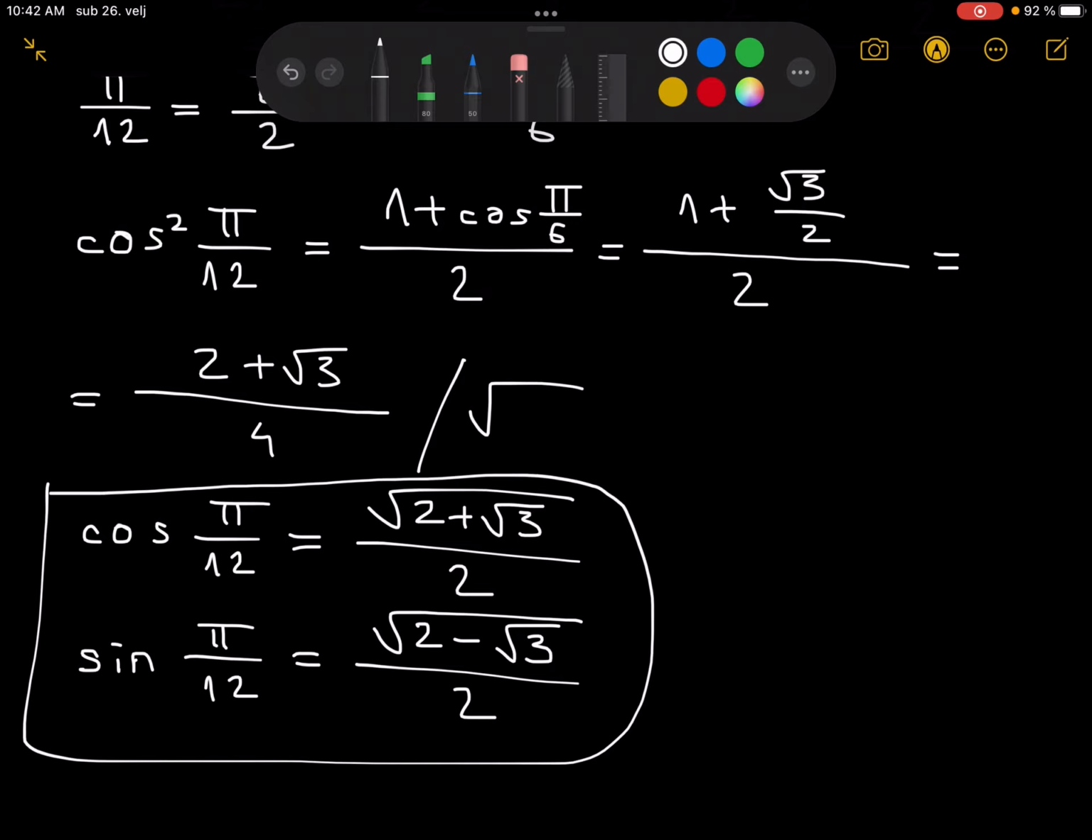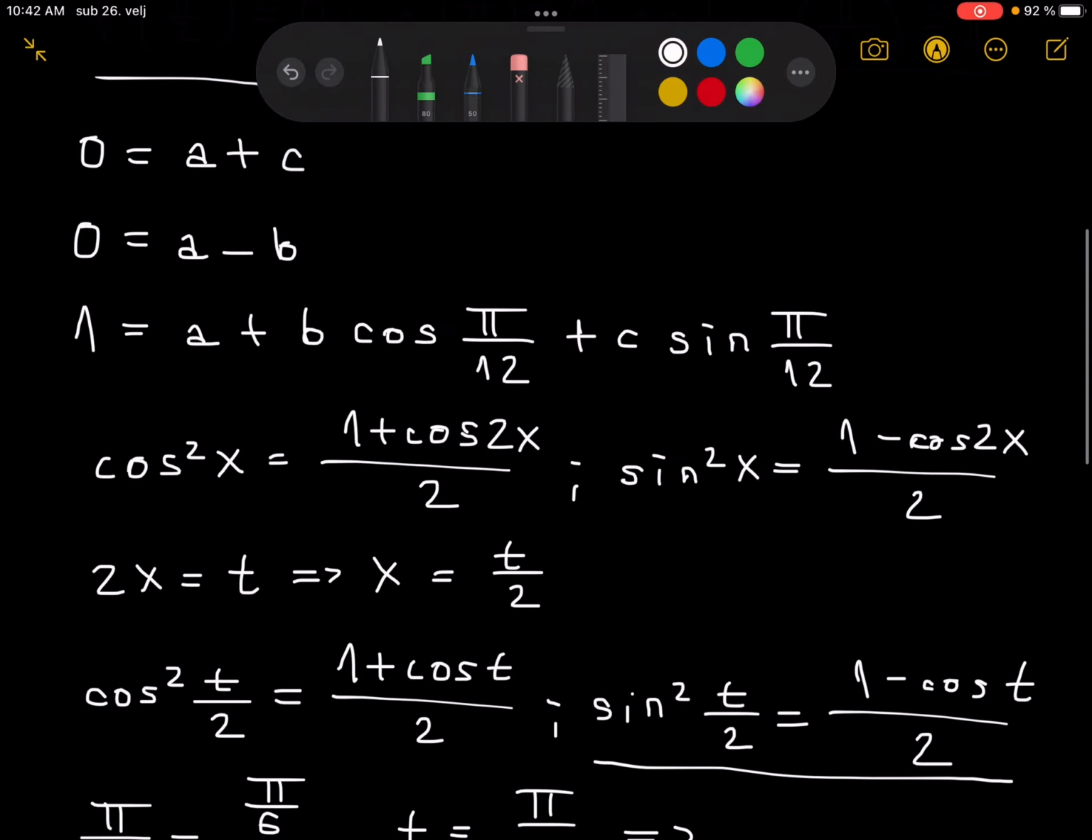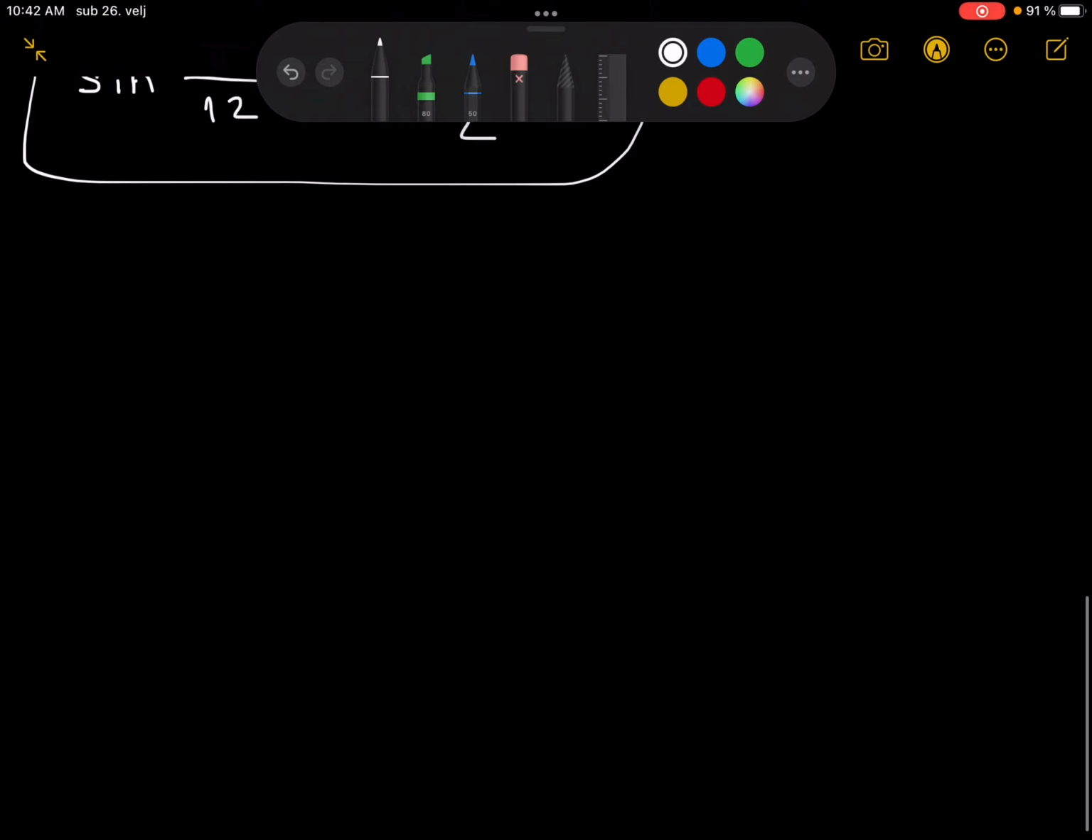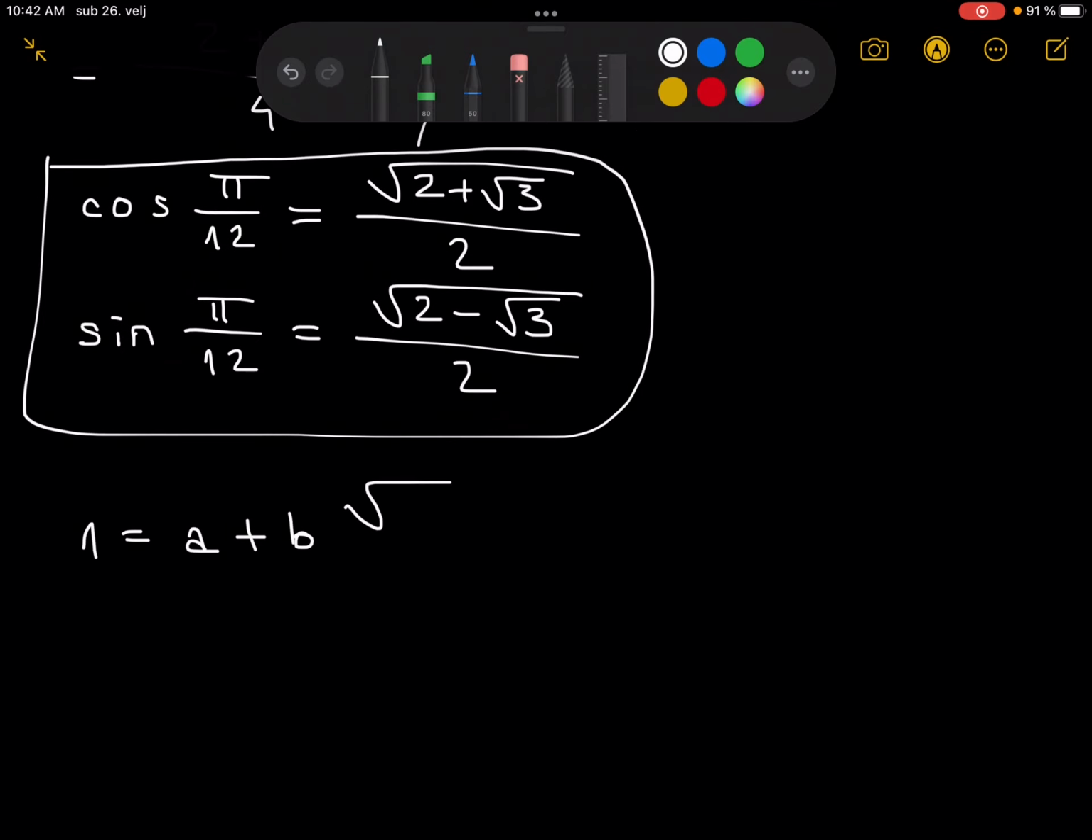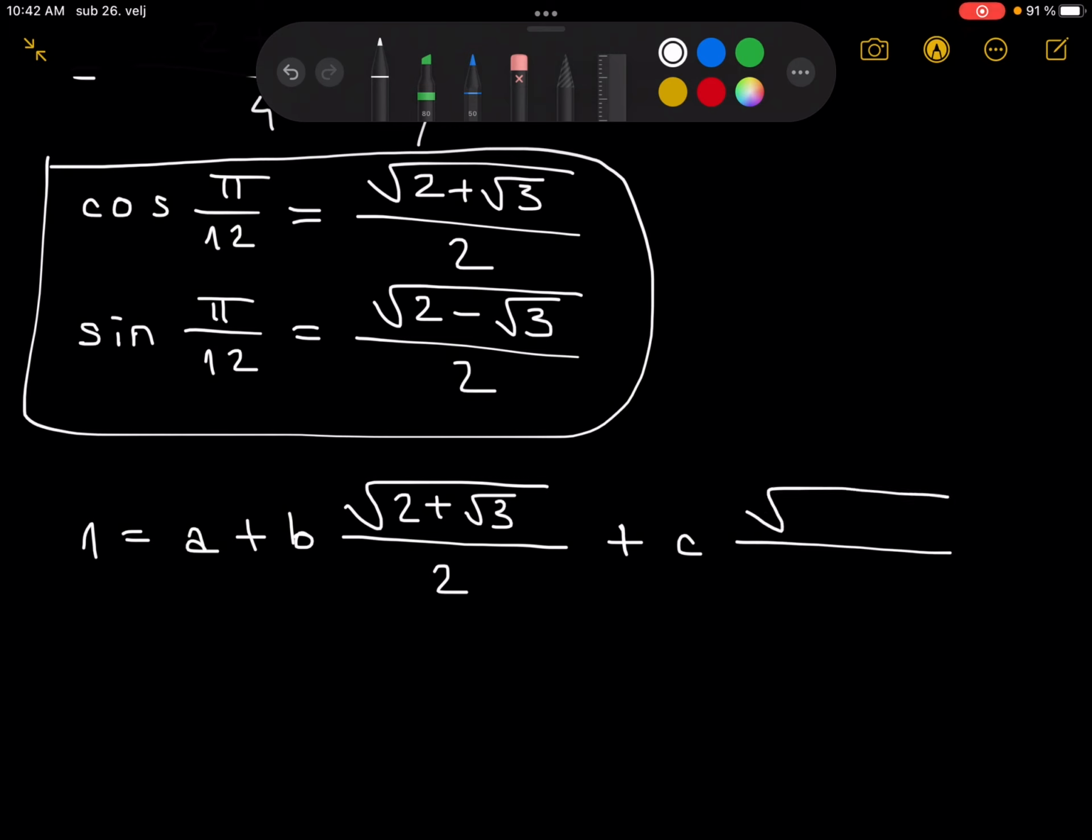Okay, now once we've evaluated this, let's take these two values and put them into this equation right here. What that will give us is that 1 is equal to a plus b times cosine of pi over 12, which is the same as the square root of 2 plus the square root of 3, everything over 2, plus c times the sine of pi over 12, which is just equal to the square root of 2 minus the square root of 3, everything over 2.